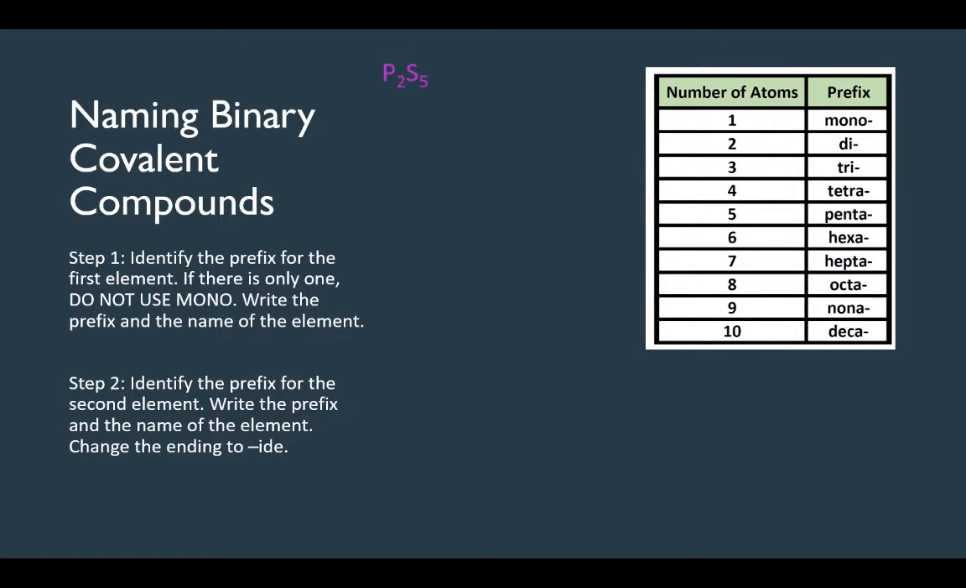So the first thing we need to do is identify the prefix for the first element. So we have the number 2. We have 2 Ps, 2 phosphorus atoms. So we would use the prefix di, and then the element is P, so it's phosphorus. So we would write diphosphorus. And then our second element, there are 5 of those. So we would use the prefix penta, and it is S, it is sulfur. So it would be pentasulfur. But then we need to change the ending to "ide," so pentasulfide.